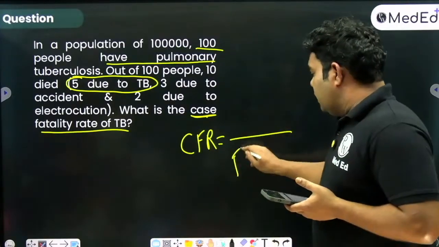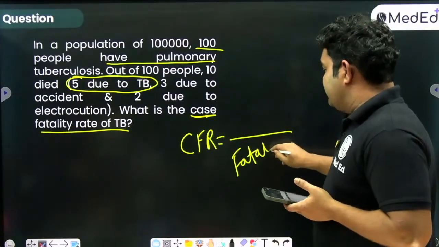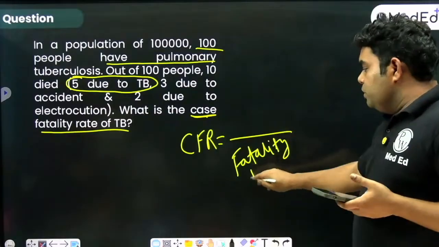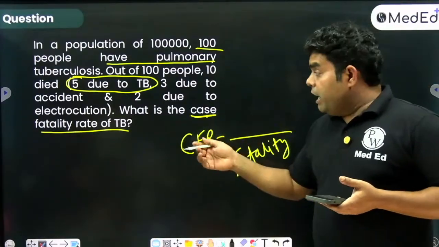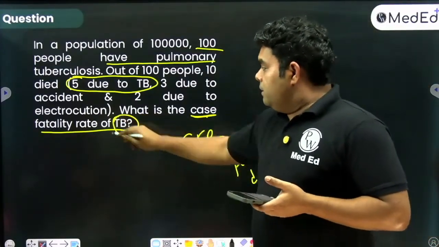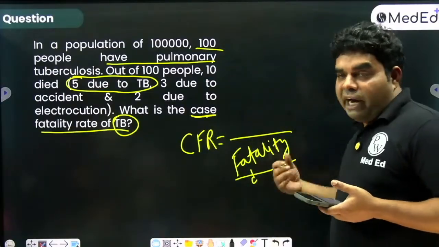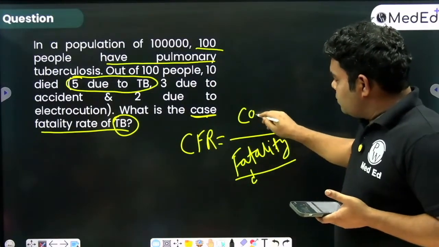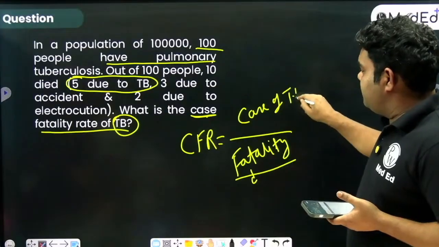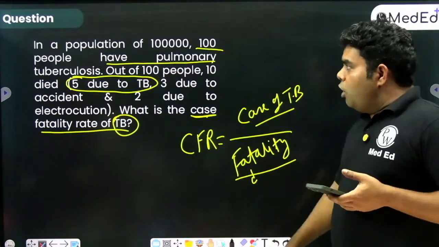नीचे लिखते हैं कि कितने लोग मर गए इस बीमारी से. Fatality due to specific disease, like here we are talking about TB. So कितने लोग मरे टीबी की वजह से वो नीचे लिखते हैं. How many died due to TB we write below. And we write cases of TB above, cases of specific disease above.